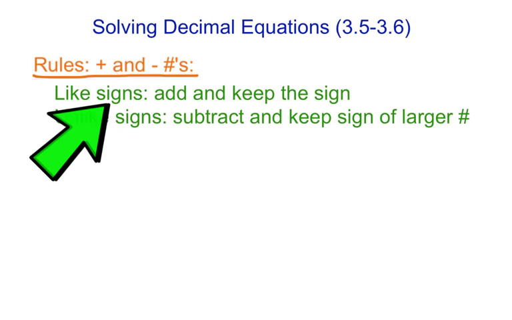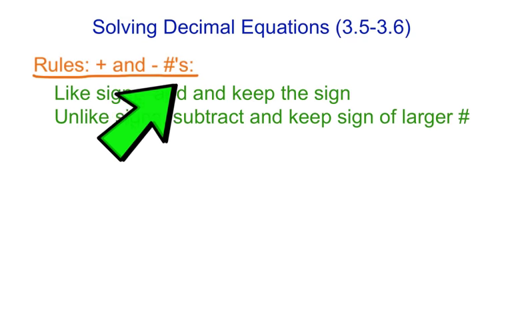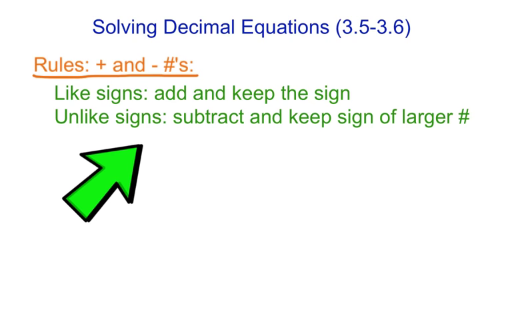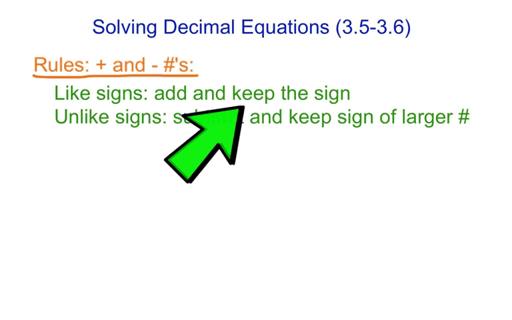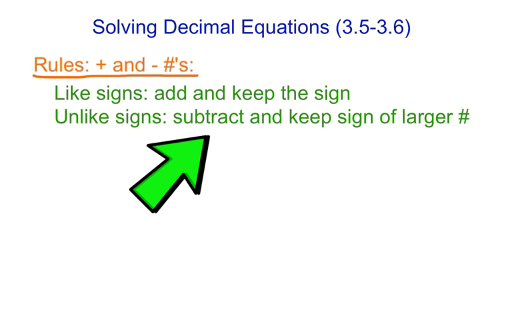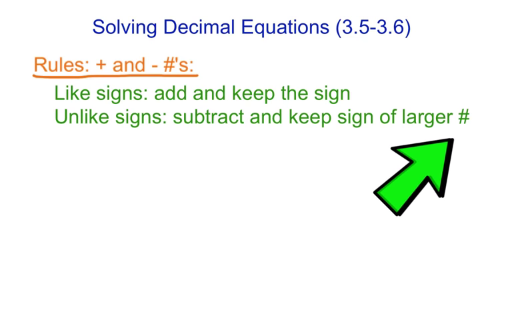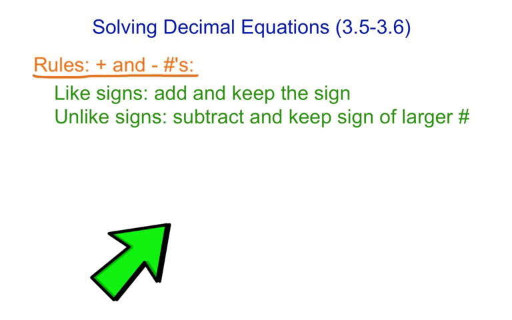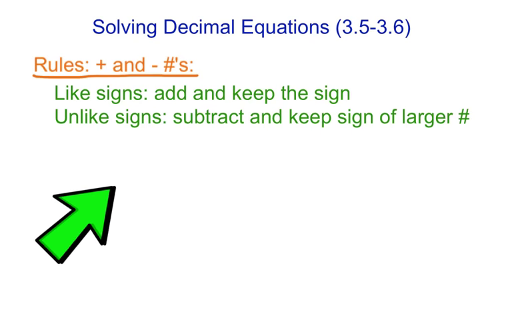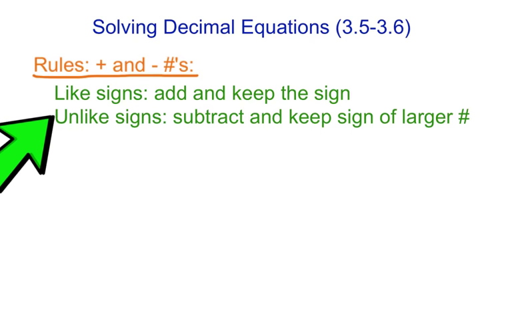All right, our first rule is with adding and subtracting numbers, and this is for any number. The like signs, you want to add them and keep the sign. And unlike signs, you want to subtract and keep the sign of the larger number. So oftentimes when folks start doing decimal equations, they'll forget these basic rules with their integers and forget that they also apply to decimals with positive and negatives.